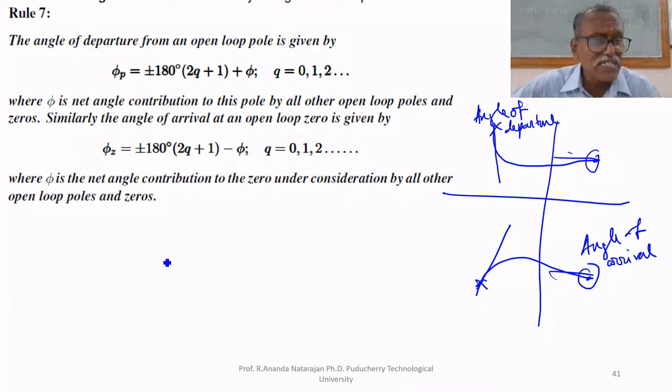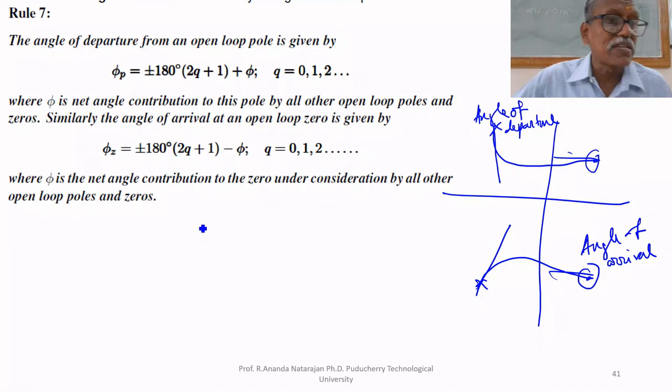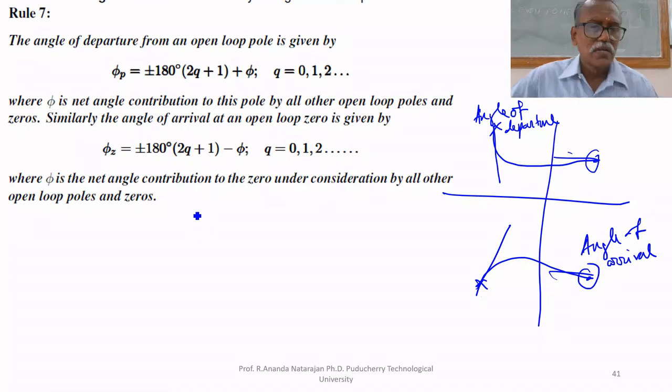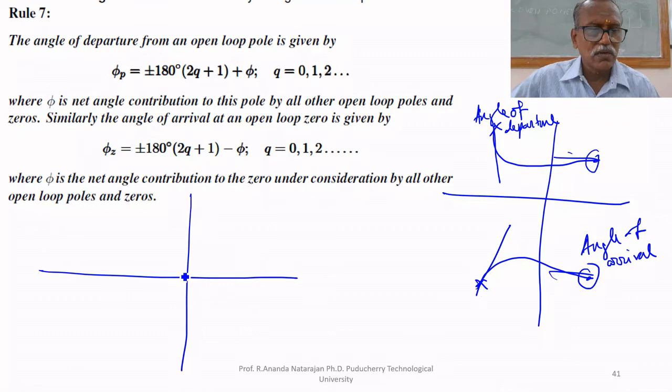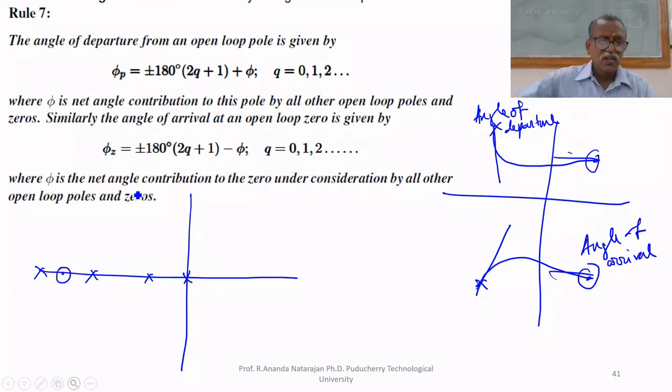Now let us find the angle of departure. Suppose I have a system. How many poles are there? 4 poles are there, 1 zero is there, 2 more poles are there. So 6 poles and 1 zero. For that I have to draw the root locus.